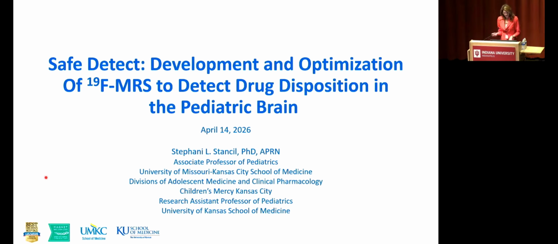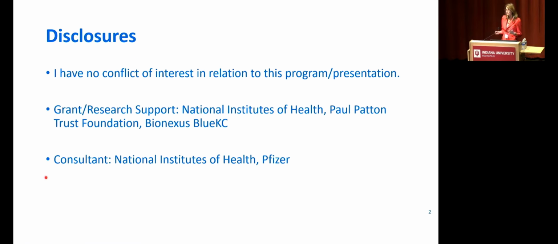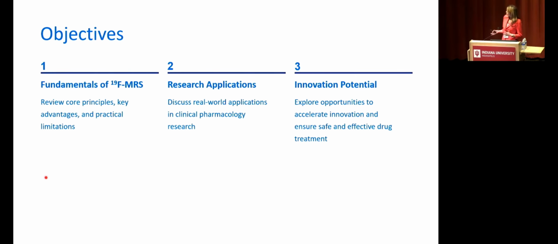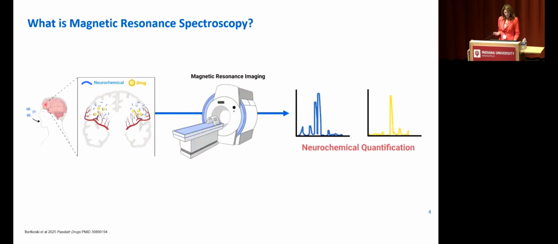Thank you, Michael. All right, today we're going to talk about a method of imaging that helps us get a sense of how much drug is in a particular compartment that might be hard to access otherwise. I have no conflicts of interest. We're going to start with what is 19F MRS. Then I'll provide a couple of case examples of research applications, and then hopefully sow some seeds of innovative potential of how we might be able to use this technique in a broader fashion.